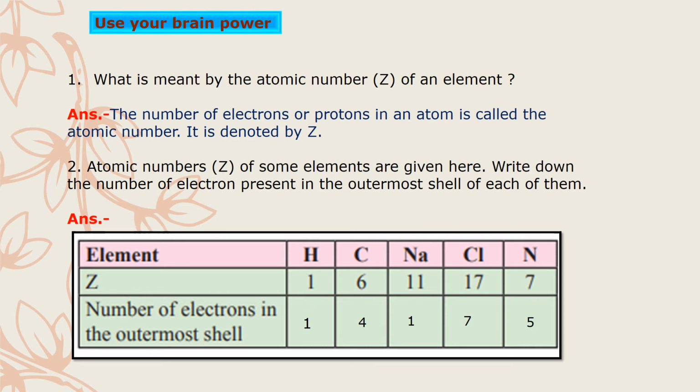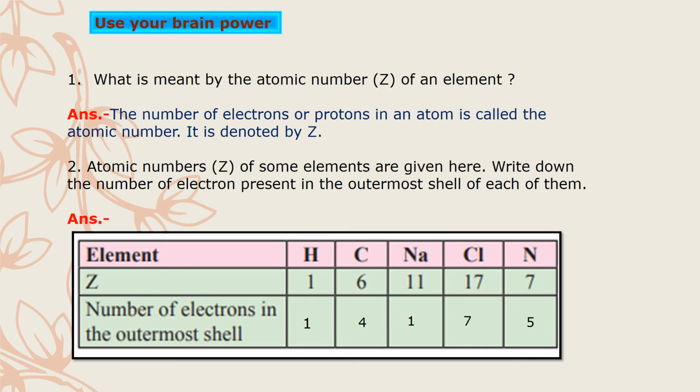So due to that, in the outermost shell it will be 4 electrons. Then in sodium, atomic number is 11, so 2, 8, 1 will be the electronic configuration, and according to that, the number of electrons in the outermost shell will be 1.